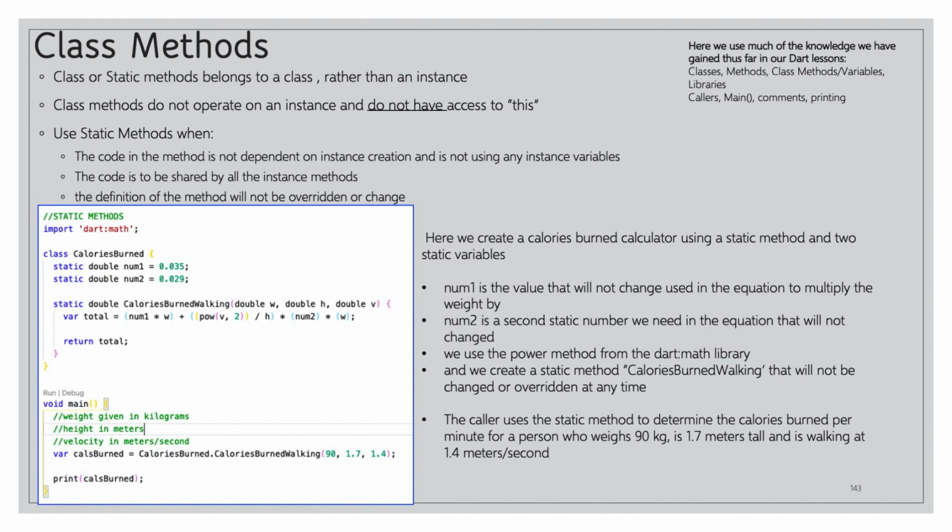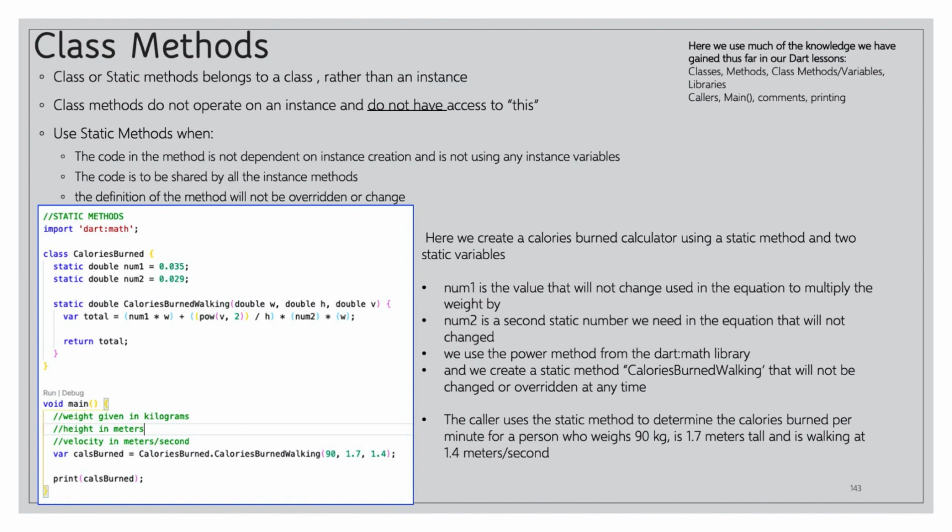Then we have the caller. The caller uses the static method to determine the calories burned per minute for a person who weighs 90 kilograms, is 1.7 meters tall, and is walking at a pace of 1.4 meters per second. So CaloriesBurned, we have to reference the class because this is a class method, dot caloriesBurnedWalking, and we add in our three requisite doubles here, 90, 1.7, 1.4. And by the way, just because we use 90 as an argument, it will take it in as 90.0.